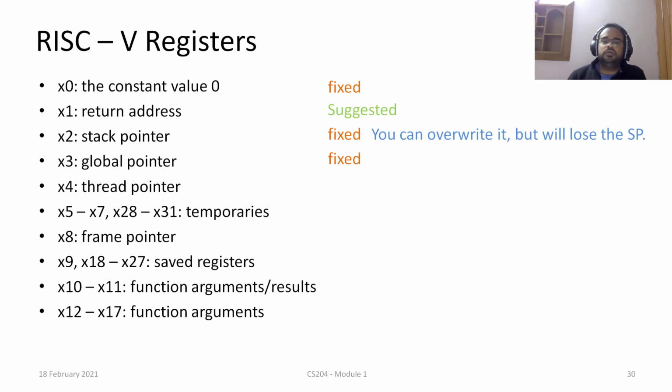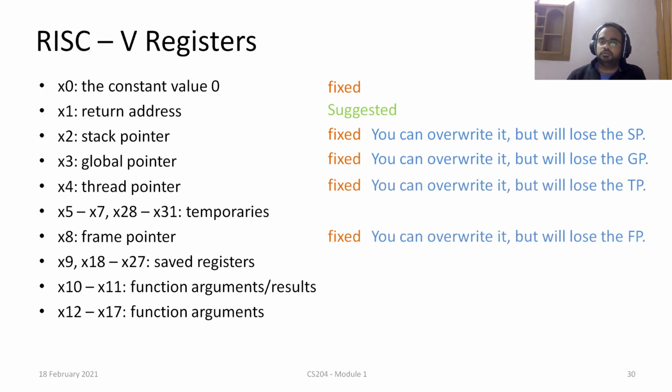So x3, just like x2, is fixed. It will always store the global pointer, but you can use it for any regular purpose also if you don't want to have any global pointer with you. Same with x4 and x8 also. And for the remaining registers, it is the suggested usage. Like I mentioned, the RISC-V ISA guidelines this usage. All of these are suggested ones, and apart from x0, all the remaining 31 registers can be used for writing or reading any value.